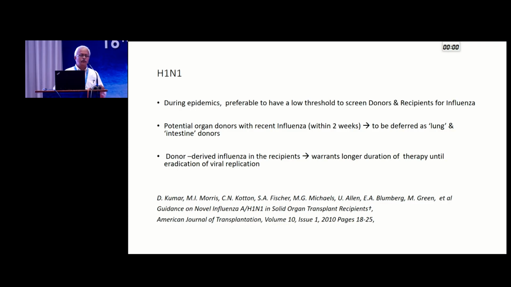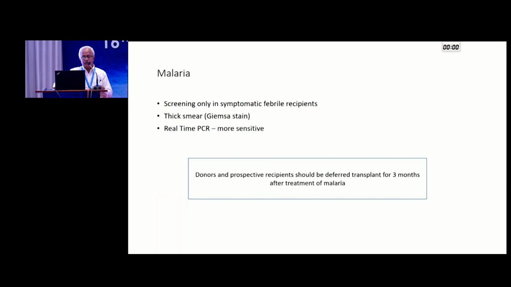How about H1N1? Currently, Chennai, Tamil Nadu is facing an epidemic of H1N1. During epidemics, it's preferable to have a very low threshold to screen both donors and recipients for influenza. And again, the same thing applies as for COVID. The 2 organs which can transmit the H1 influenza to the recipient are the lung and the intestine. Right?